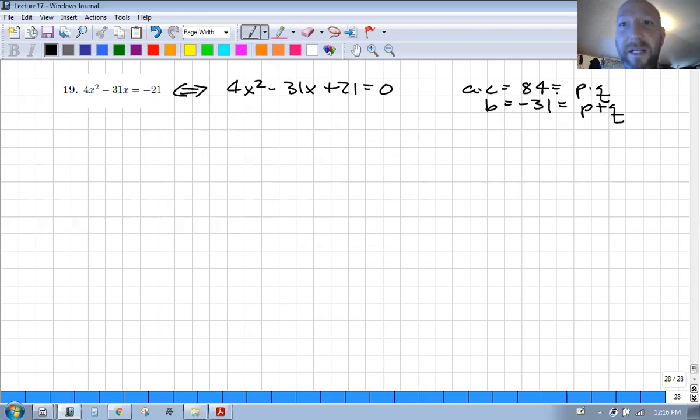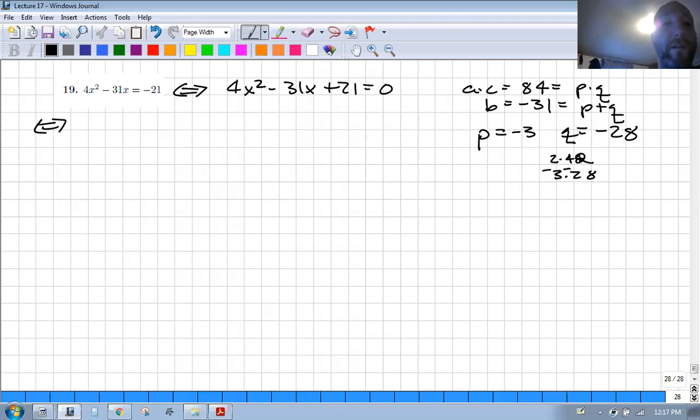Thinking they both need to be negative. Those two negatives multiply to give us a positive. So 84, what if we did 2 times 42? That doesn't work. 84 divided by 3, 3 and 28. Yeah, that would work if they're both negative. So let's let P be negative 3 and Q be negative 28.